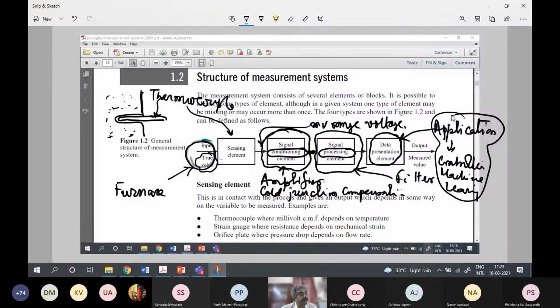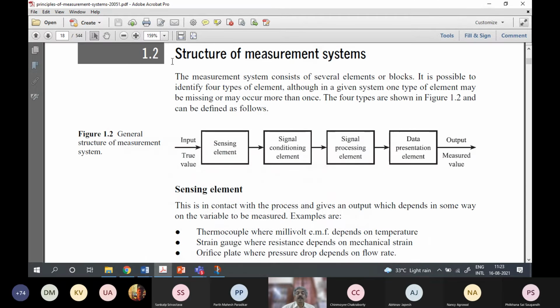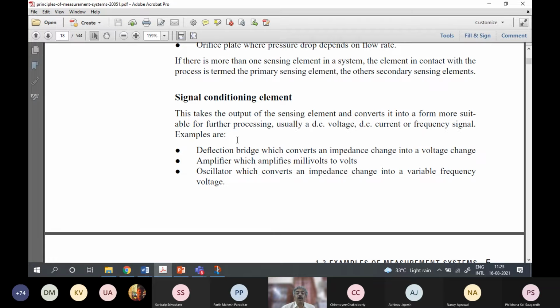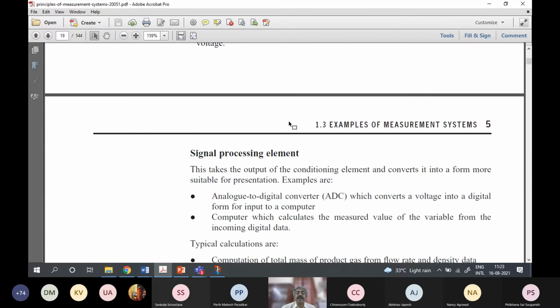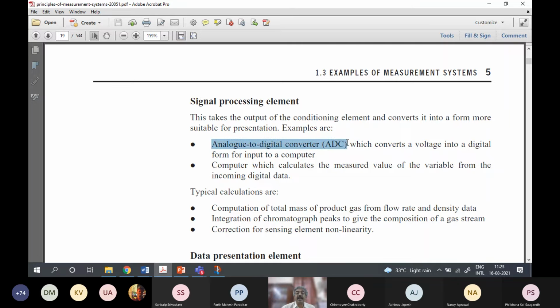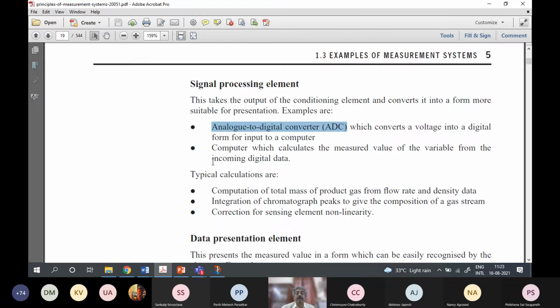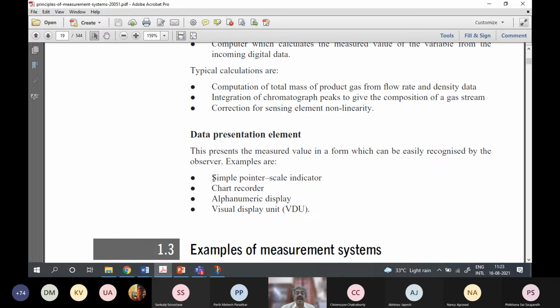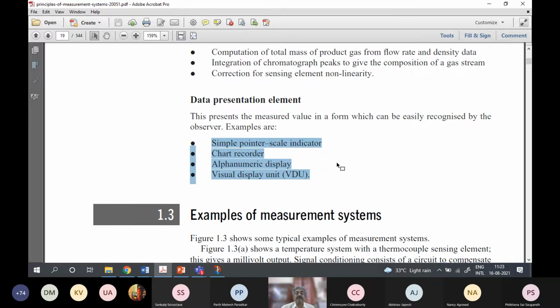So we will move on, and you can see what kind of things are signal conditioning elements, and what are signal processing elements, for example, ADC. It could be a digital filter, etc. And then finally, you have a data presentation element. They have given only display kind of applications, but in today's world this can be further broadened. That's why I use the word application rather than data presentation here. It may go beyond a presentation element. It may be used in various ways, right?